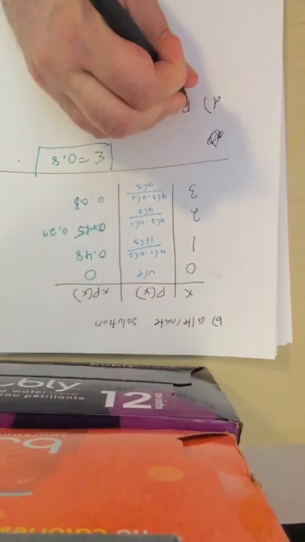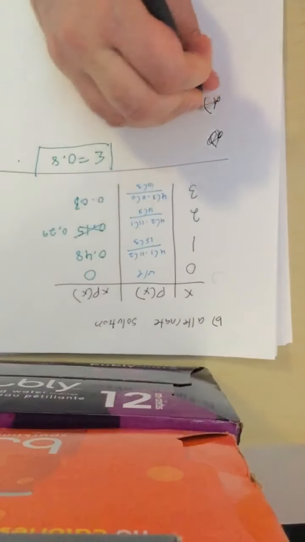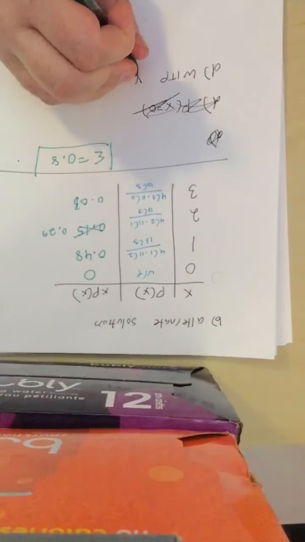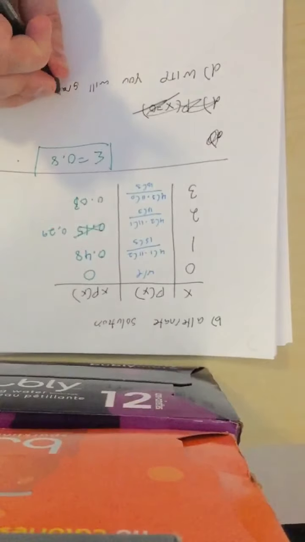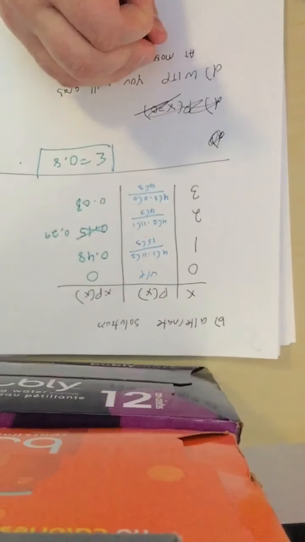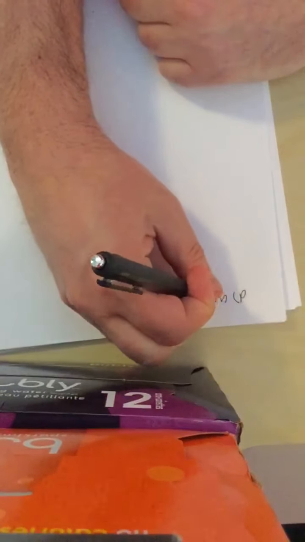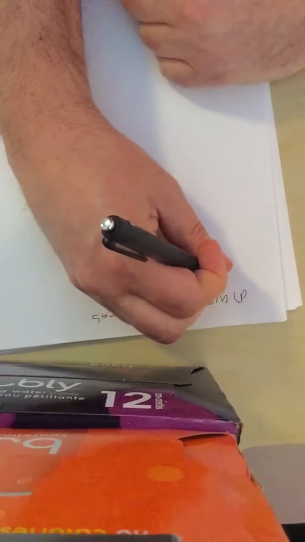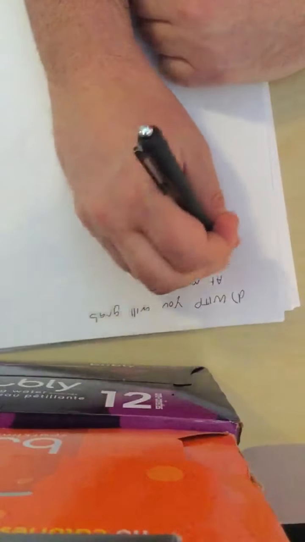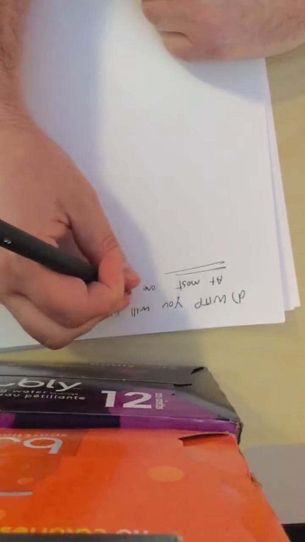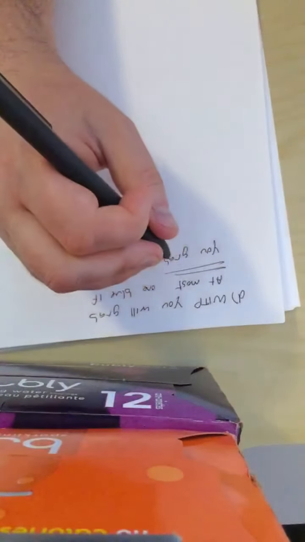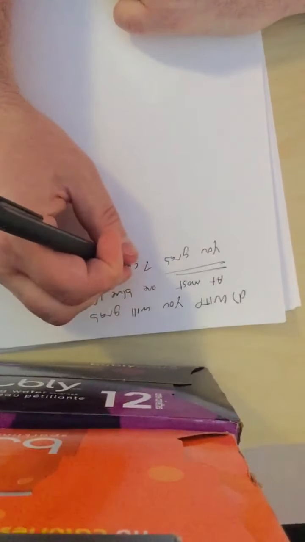D. The probability that x equals 0. I didn't ask a question. D. What is the probability you will grab at most, remember, that's a key word, 1 blue if you grab 7 candies.